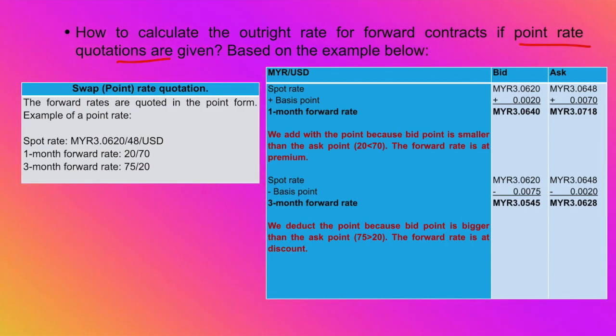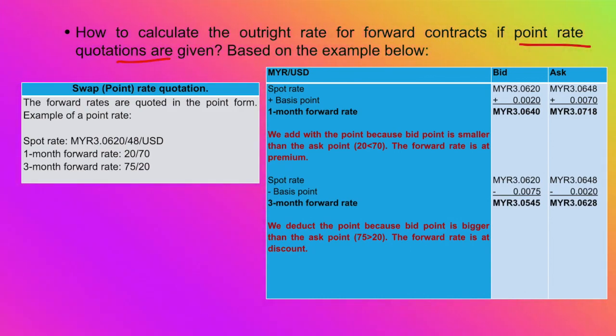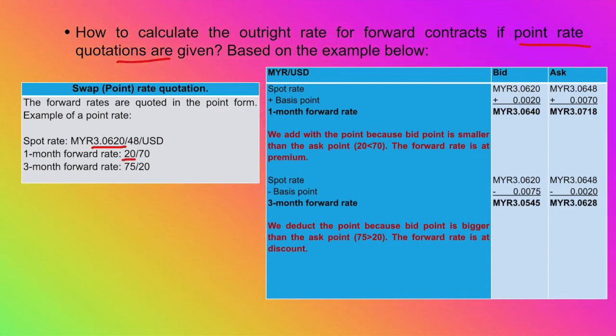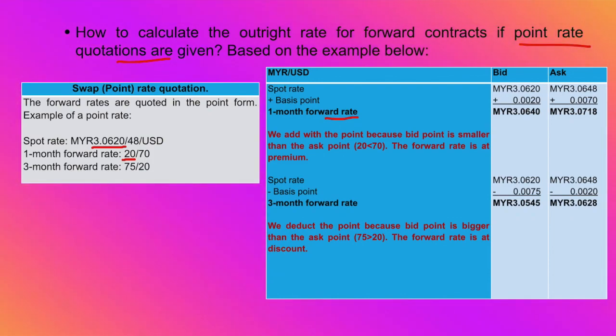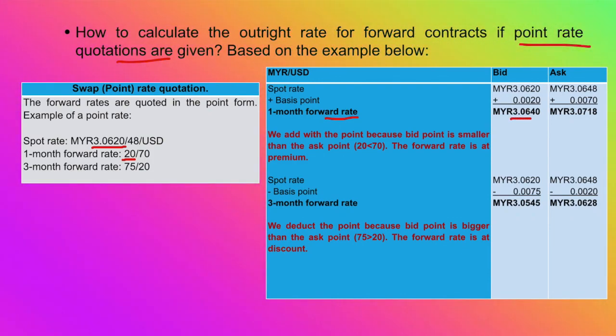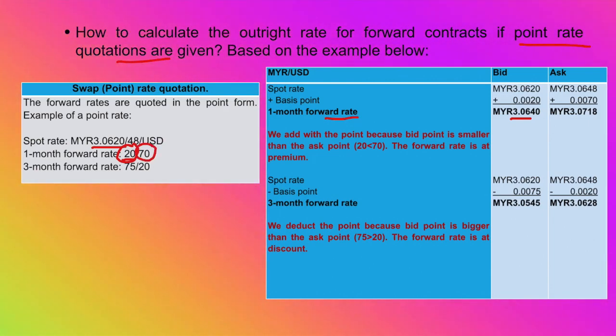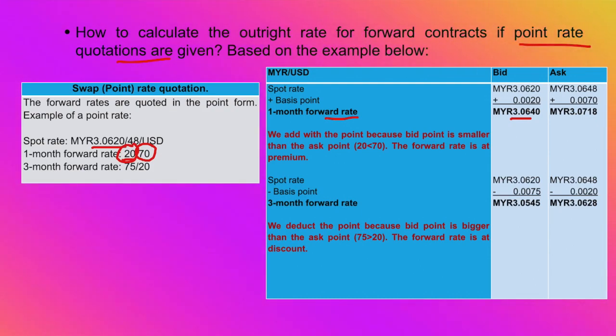So, to calculate the bid rate first, spot rate plus basis point. Spot rate is 3.0620 plus basis point 0.0020. So for 1 month forward rate is 3.0640. We add the point because bid point is smaller than the ask point. If you look at here, bid point is smaller than ask point. So we have to add.